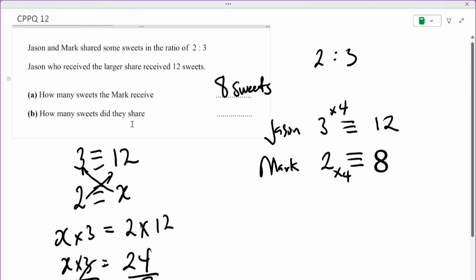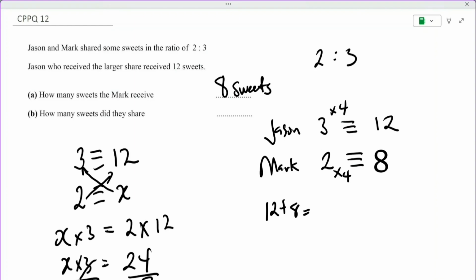So the total number of sweets they had to share is Jason's share of the sweets, which is 12, plus Mark's share of the sweets, which is 8. So we have 12 plus 8. 12 plus 8 will give you 20. So they shared 20 sweets.